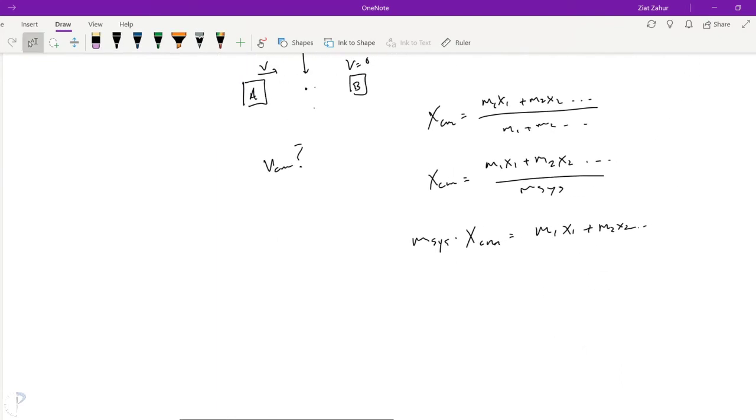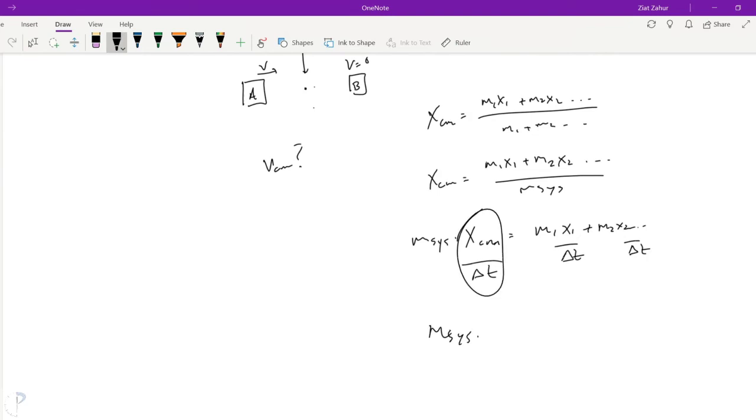And so if I just divide both sides by delta t, I get m_sys times the velocity of the center of mass is equal to m1v1 plus m2v2 dot dot dot. It's the momentum. It's almost like a PIC collision. Now this is not a collision, of course. It's just telling you how to find the velocity of the center of mass.